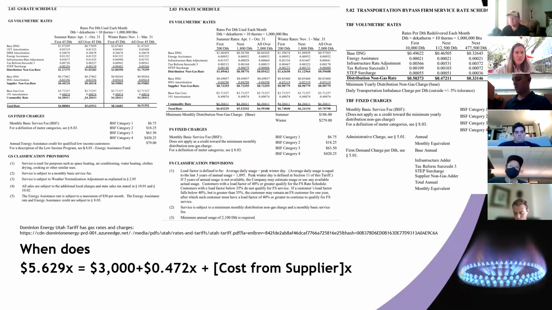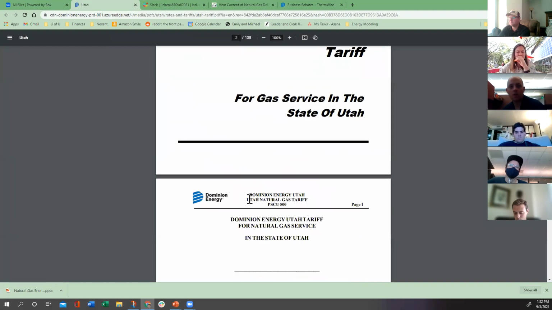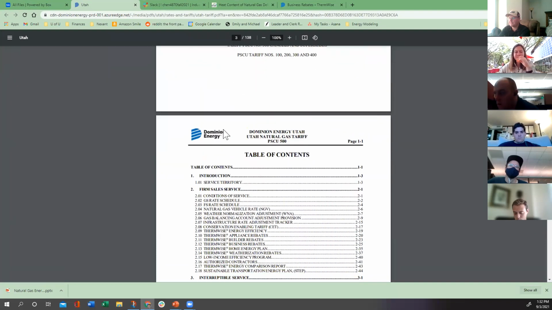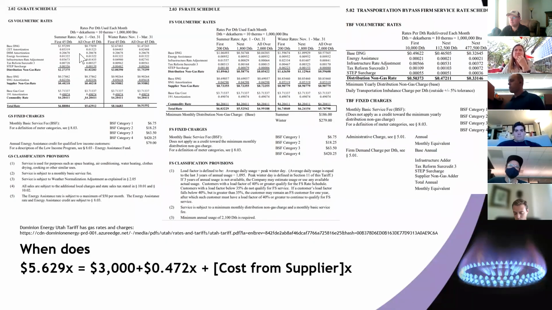Dominion's tariff is a really dense thing to read, but it is public and it's filed with the Public Service Commission. I just pulled these rates from the sections, and it shows exactly how much Dominion charges for every piece of gas that is sold on these different rate schedules.